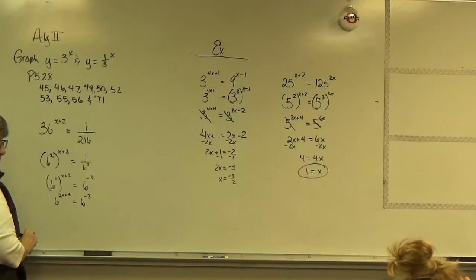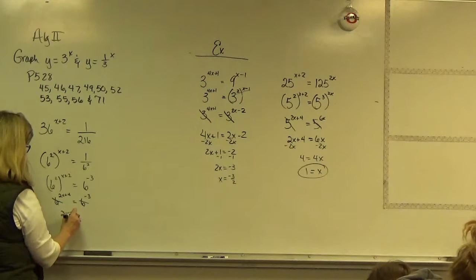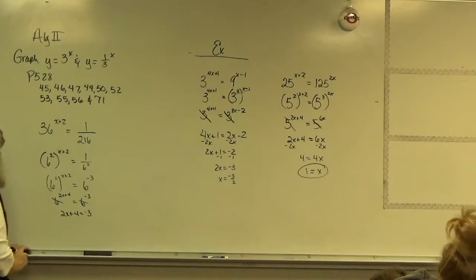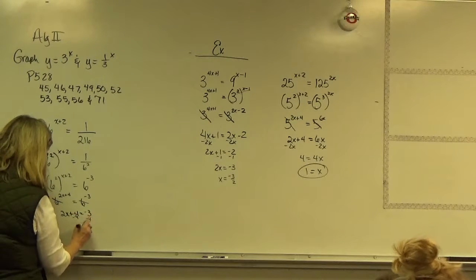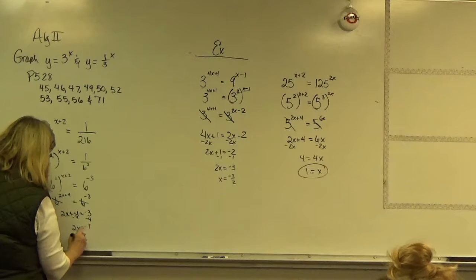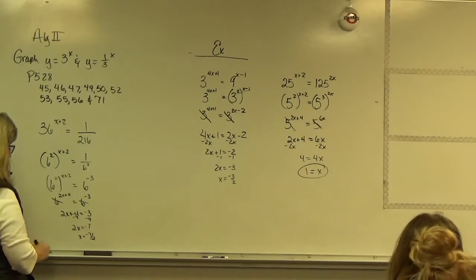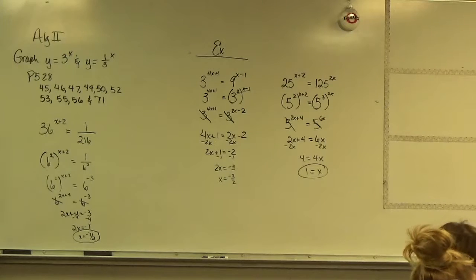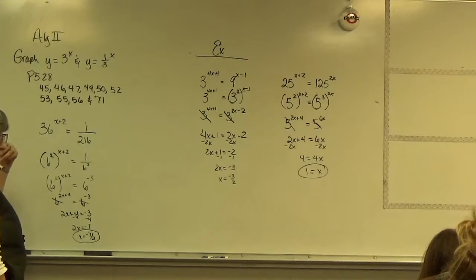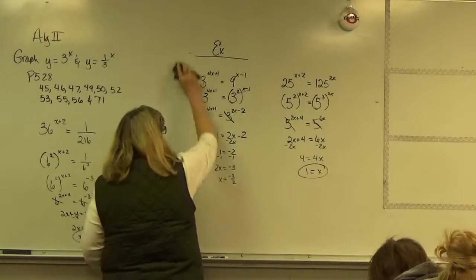Bases are now the same. So it's 2x plus 4 equal to negative 3. What would we do to solve it? Subtract 4. I got negative 7 here. I bet your 3 wasn't negative when you did it. And then again, of course, you could check it to double check that it's right. Did you agree then, Robert? Yeah.